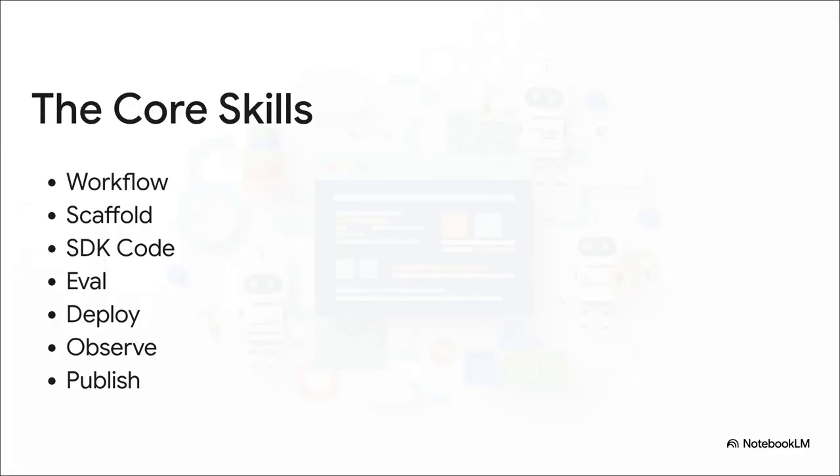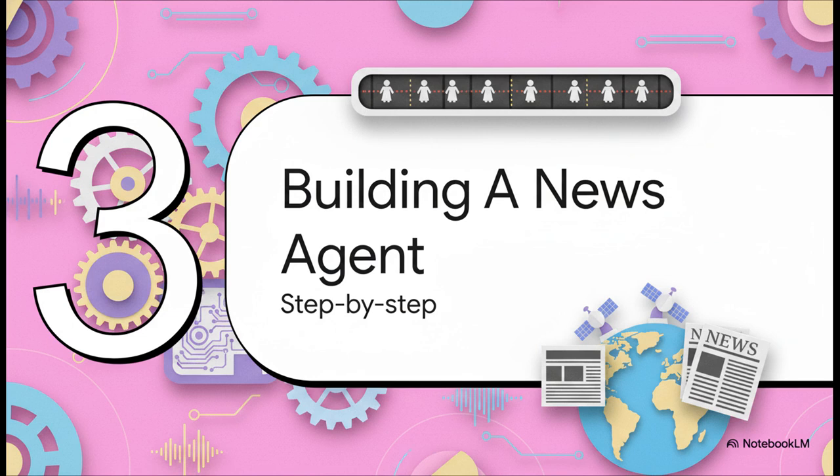And here are those 7 core skills getting injected. Together, they essentially teach your AI to handle the entire software lifecycle on autopilot. Workflow asks clarifying questions, while Scaffold handles all your folders. SDK code nails the exact syntax for Google's agent framework, then eval tests it out, deploy pushes it live, observability tracks your tokens, and publish registers the whole thing. You don't write the framework code anymore. These 7 skills instruct your AI to do all that heavy lifting for you. Okay, on to the fun part.